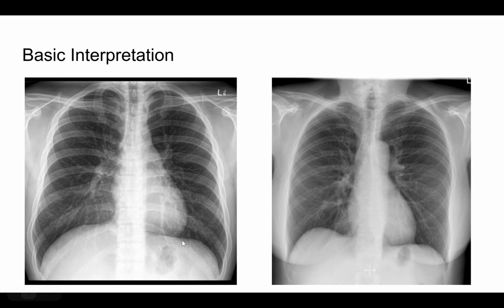This is the right one and this is the left one. See how smooth they are. This is the right costophrenic angle and this is the left costophrenic angle, and here is the gastric bubble. Here you can see that this is some breast tissue that outlines the fat that outlines here, so it can be a little denser.